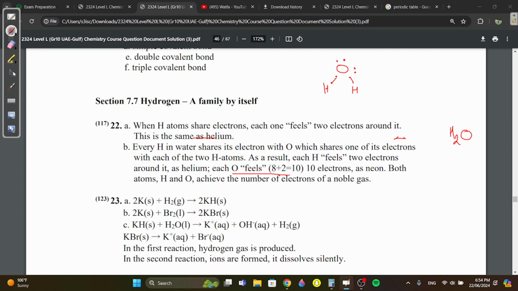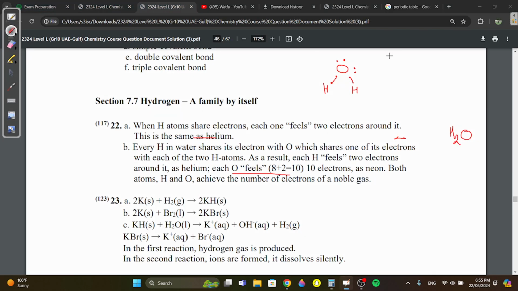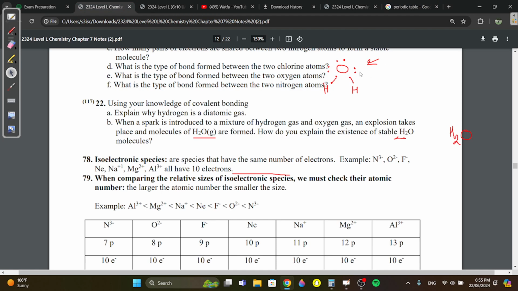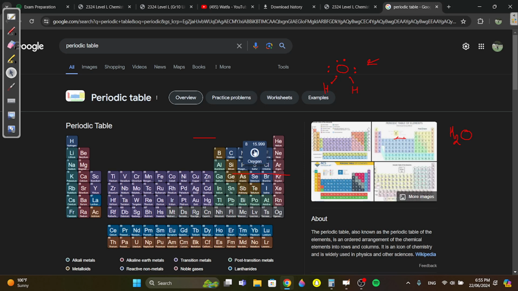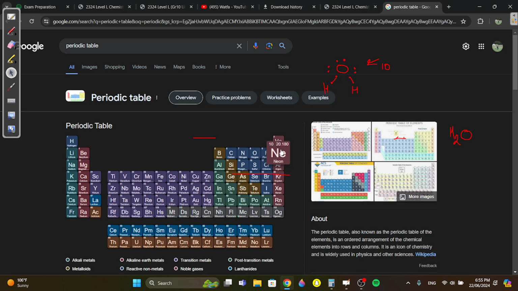Hold up. Now I'm confused. It has 6 in its last shell, but it actually has 8 total electrons because oxygen is number 8. Okay, it's the same thing. Don't get mixed up. We're not talking about the last shell here. Oxygen has 8. Now it took 1 from here, 1 from here, so now it has 10. And who has 10? Neon has 10. So now oxygen became stable.